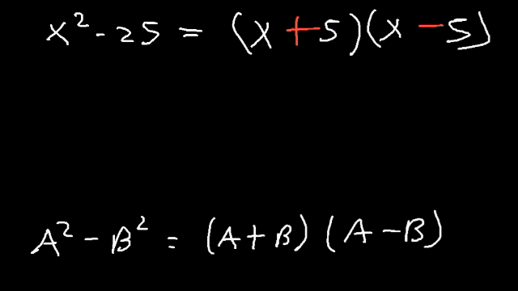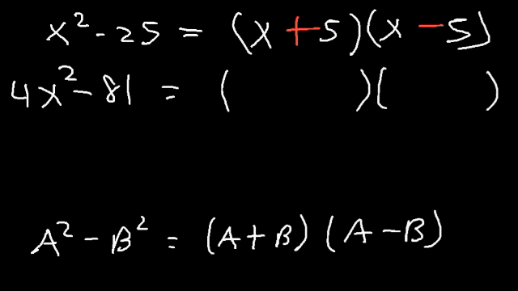So let's say you want to factor 4x squared minus 81. So what's the square root of 4x squared? We know the square root of x squared is x, and the square root of 4 is 2, so for 4x squared it's going to be 2x. And the square root of 81 is 9. So one is going to be positive and the other is going to be negative.